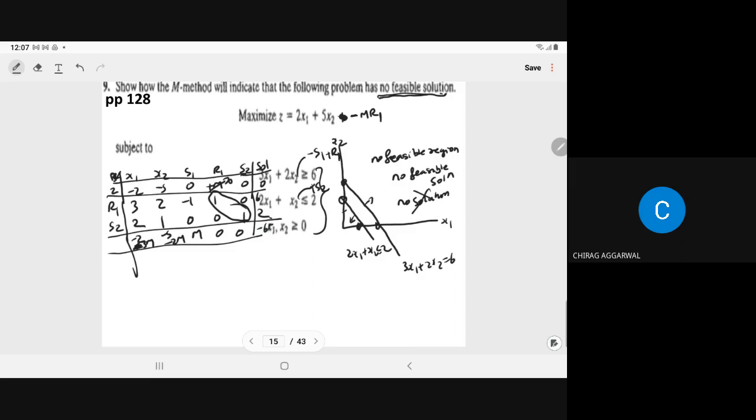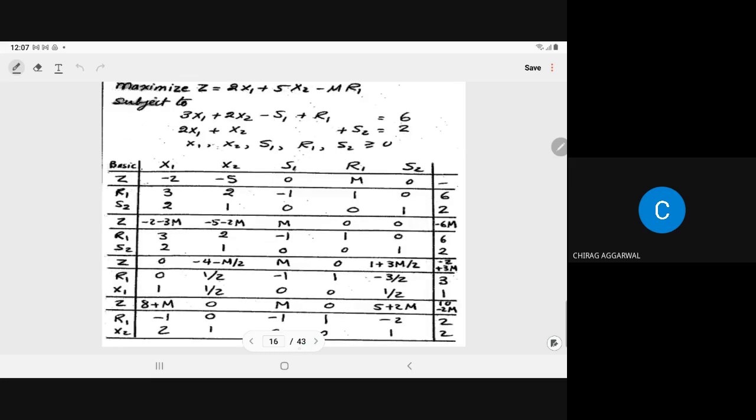Yes, -6M, -6M. Clear? So here we have done the same thing. First we have subtracted the surplus variable and added the artificial variable. Here we have added the slack variable. So this is your zeroth table, zeroth iteration, and here first we make it 0. After making this 0, now this is the first iteration, or you can say zeroth iteration with consistency.